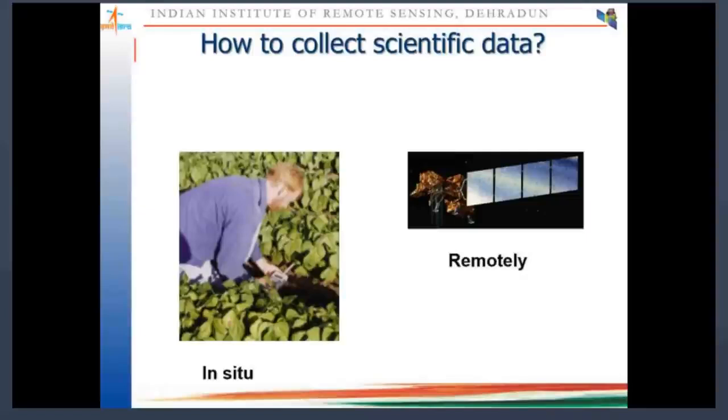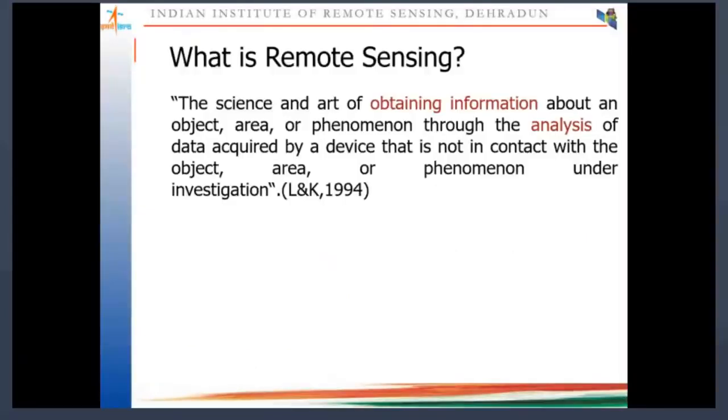So the science and art of obtaining information about object, area, or phenomena through the analysis of the data acquired through a device which is not in physical contact with the same. Okay, so you're gathering the information from a distance essentially about any of these three, an object, area, or phenomena. This is the remote sensing part of it. So right now you're all looking at the screens and getting the information, so your eyes are acting as your remote sensors. Then comes the why part of it.